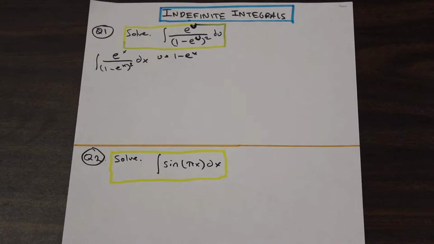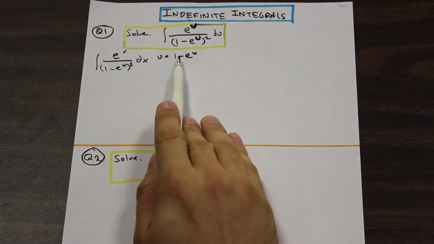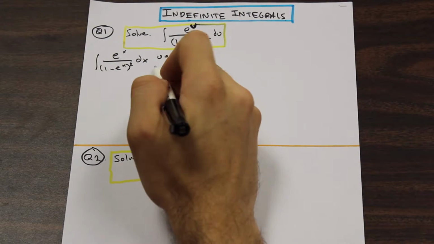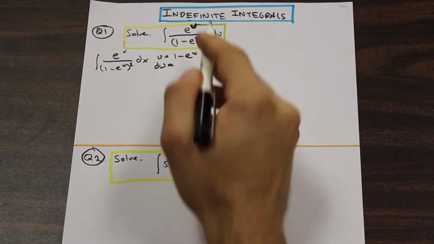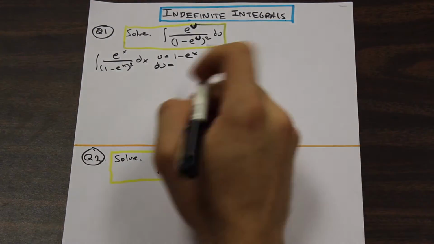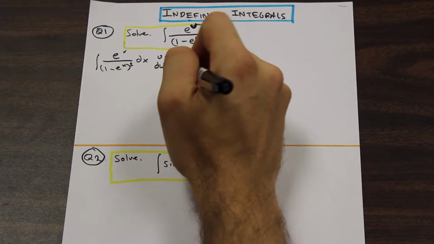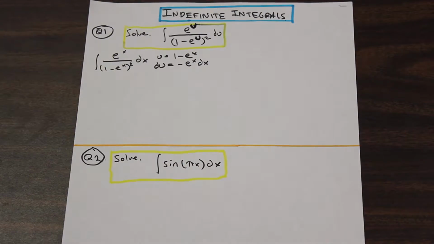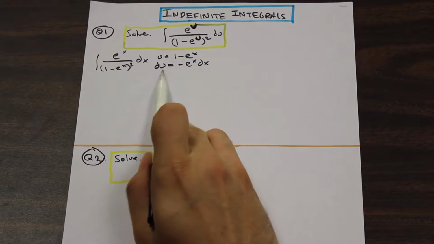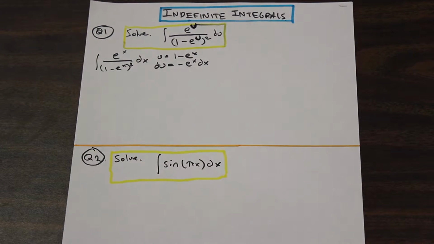Perfect. Now with u-substitution, we're going to differentiate u with respect to x and see what we get. So du is equal to, taking the derivative of the right side with respect to x, the derivative of 1 is just 0, and the derivative of negative e to the x is negative e to the x, which doesn't change. Then we just write dx here. That would be the same thing as saying du by dx is equal to negative e to the x, but we just took the dx and moved it to the other side. Perfect.